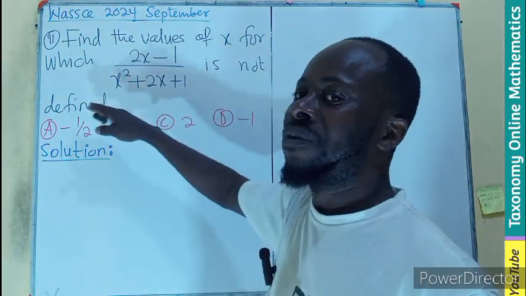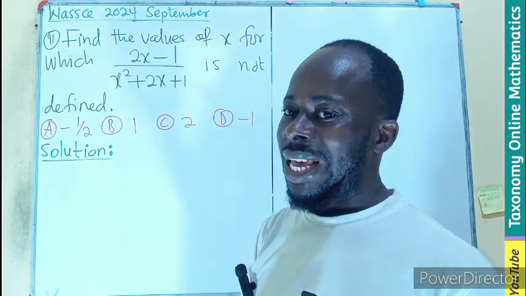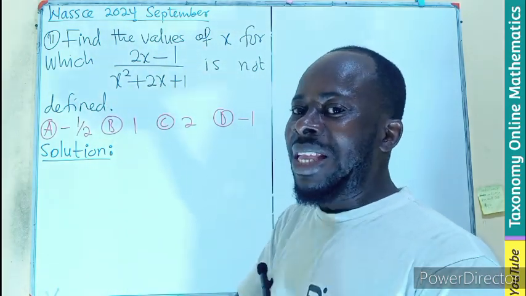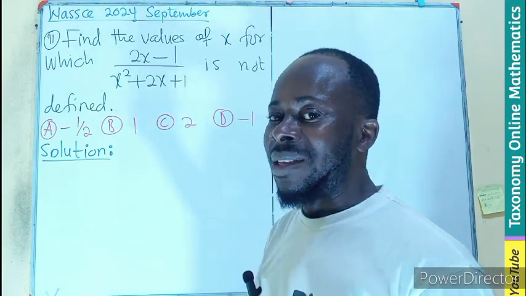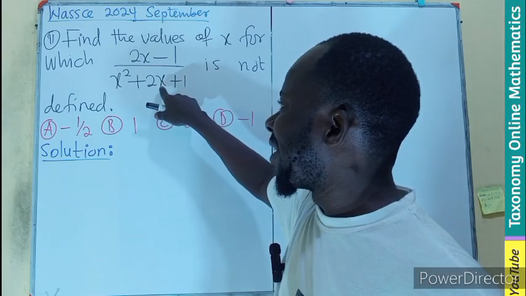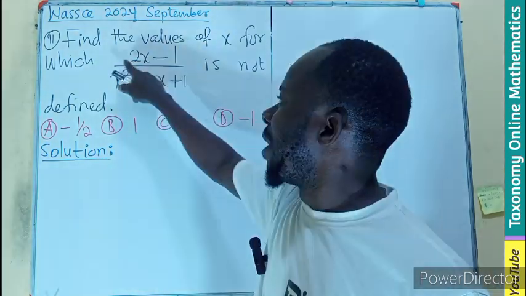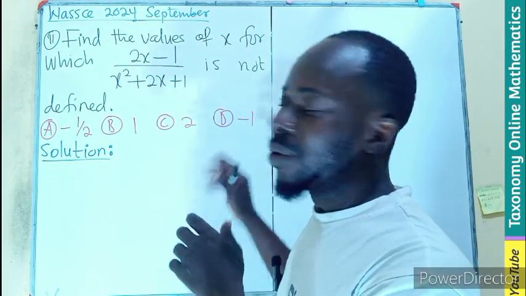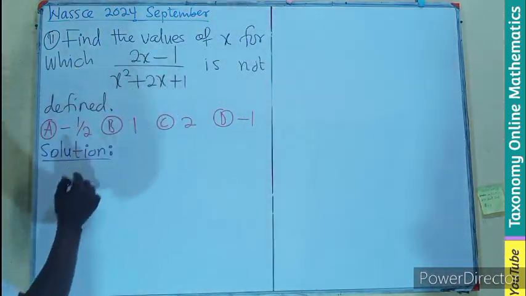1) is not defined. If it is not defined, it simply means it does not exist, in the sense that your denominator will become 0. A fraction with a 0 denominator is undefined. So right away, we are looking for a value of x that, when you put it here by substitution, will make the whole of this become 0. So what you will do is set the denominator to be 0.